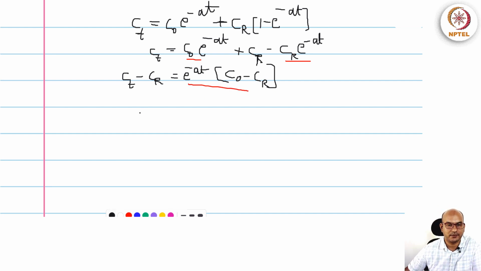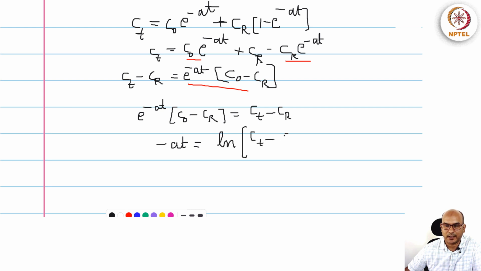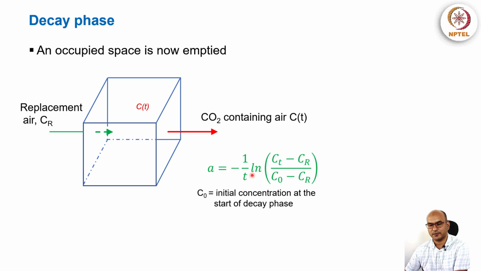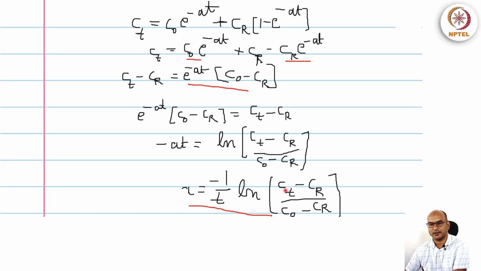So I will just rearrange this equation. e to the power minus At times C0 minus C_R equal to C(t) minus C_R, or minus At is equal to ln of C(t) minus C_R divided by C0 minus C_R, or A is equal to minus 1 by t, for any time t, ln of C(t) minus C_R divided by C0 minus C_R. This is what we set out to derive: A equal to minus 1 by t ln of C(t) minus C_R divided by C0 minus C_R, what we have just derived.